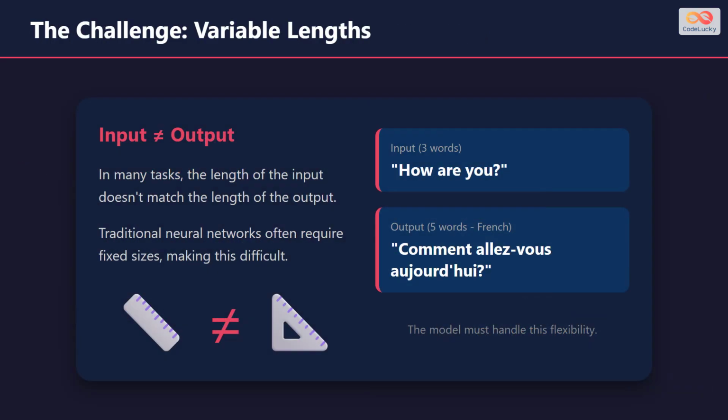Why do we need a special architecture for this? The main challenge is that the length of the input often does not match the length of the output. If you translate "How are you?", which has 3 words, into French, you get "Comment allez-vous aujourd'hui?", which has 5 words. Traditional neural networks struggled with these flexible sizes, but encoder-decoder models handle them perfectly.